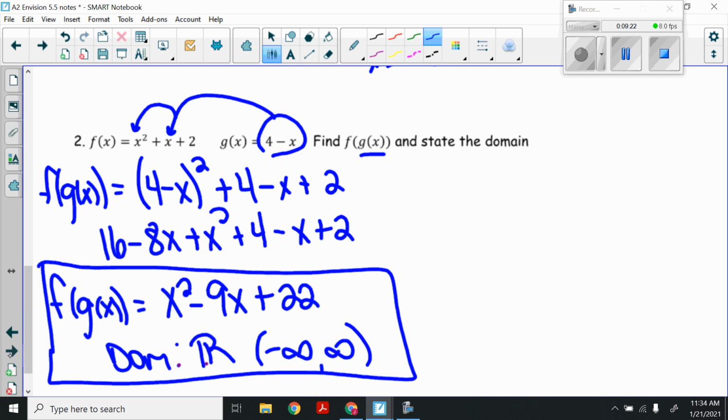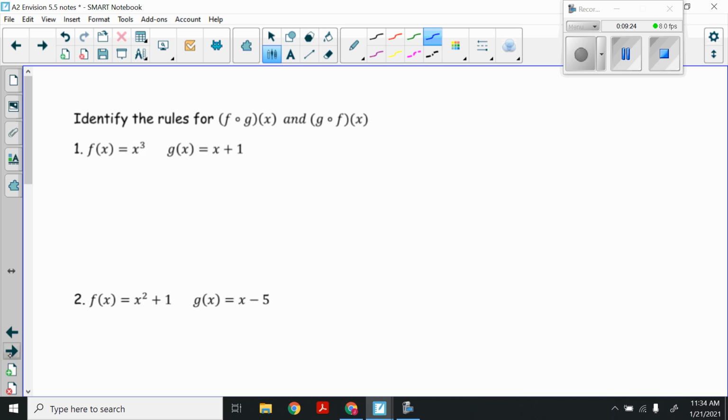Okay, let's keep doing some more of those. So now it says identify the rules for f of g of x and g of f of x. So now we're going to go both ways. Okay? So if we do f of g of x, again, I'm starting with the g and plugging into the f. So instead of x, I'm going to put x plus 1, and then it says quantity cubed.